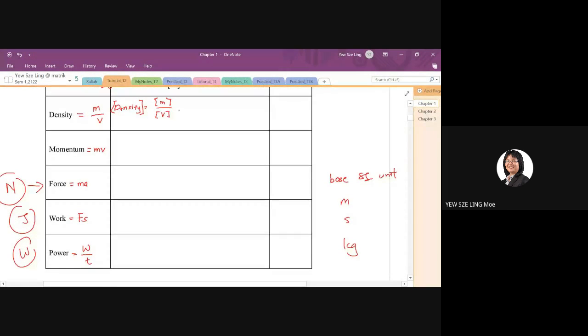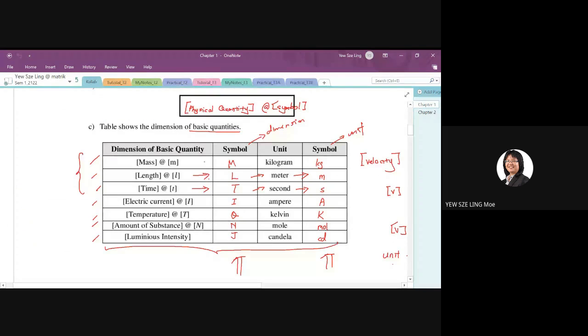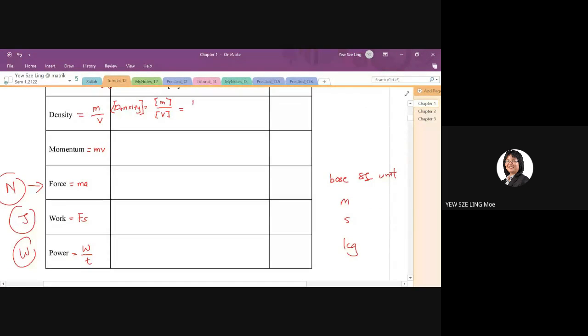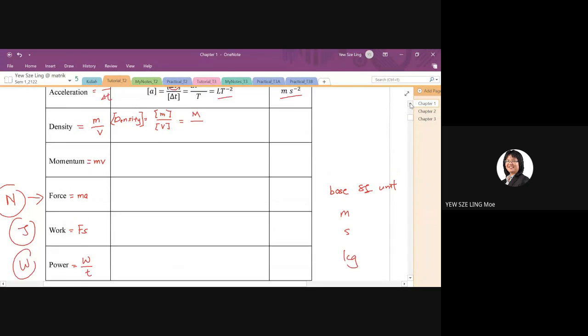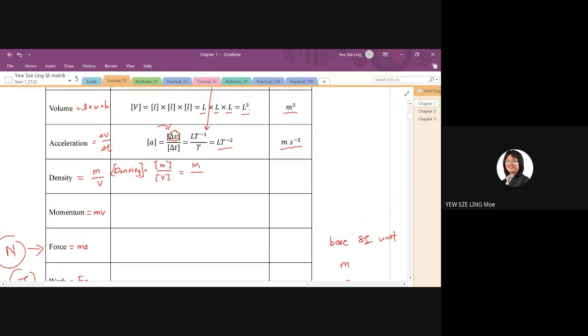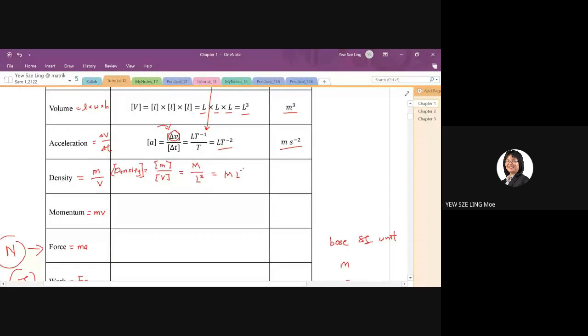All right, m is in terms of mass. So when it comes to mass, the symbol is capital letter M. So capital letter M, we're going to put it here, and then over. Now, volume, according to a previous question, we have L^3. So over L^3. Therefore, in terms of dimension, it is ML^-3.